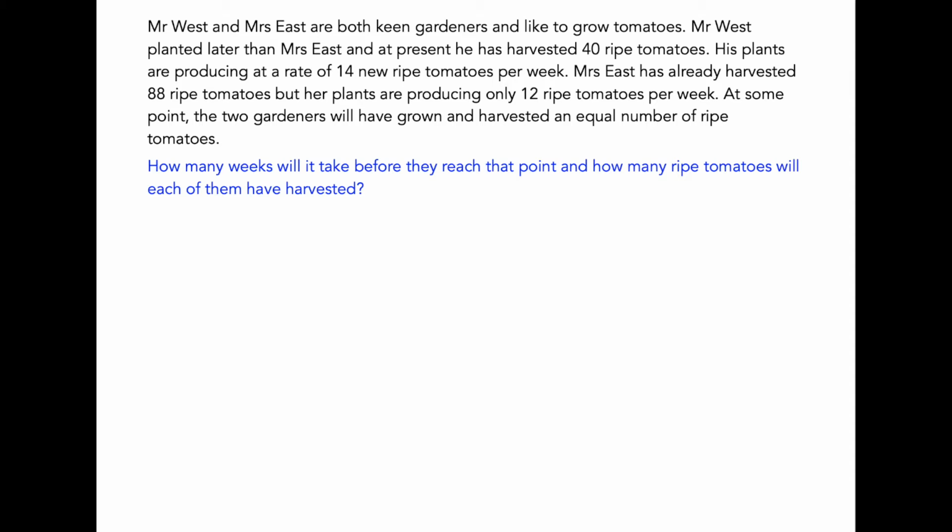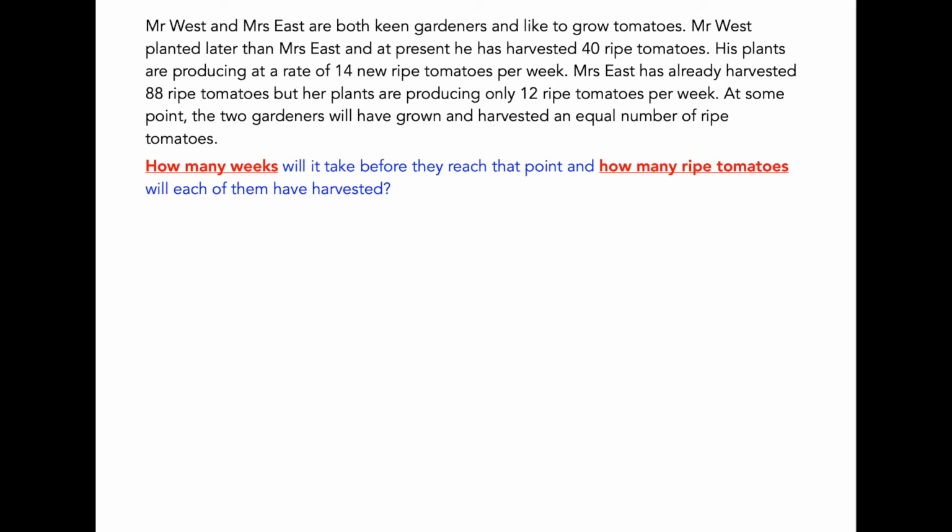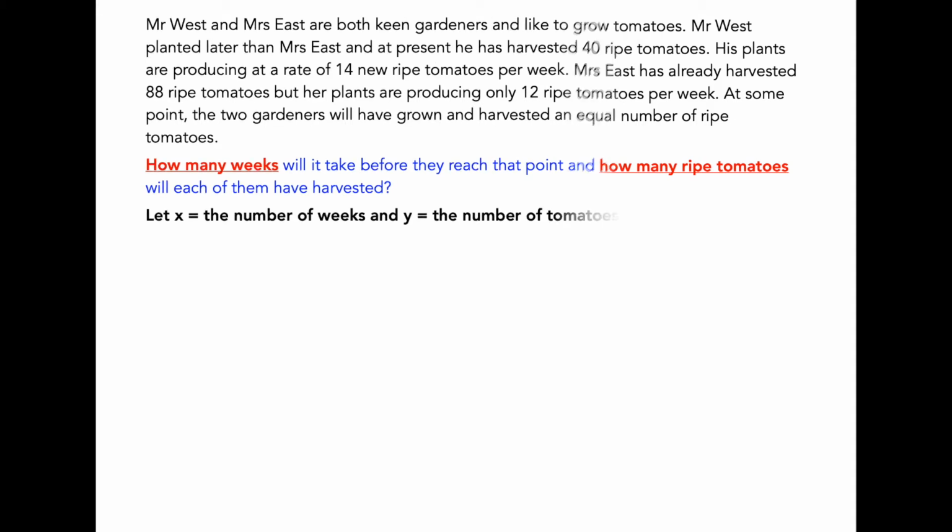Now you'll notice that this question contains two unknowns. And those unknowns are how many weeks and how many ripe tomatoes. So let's express those unknowns algebraically. Let x equal the number of weeks and y the number of tomatoes.